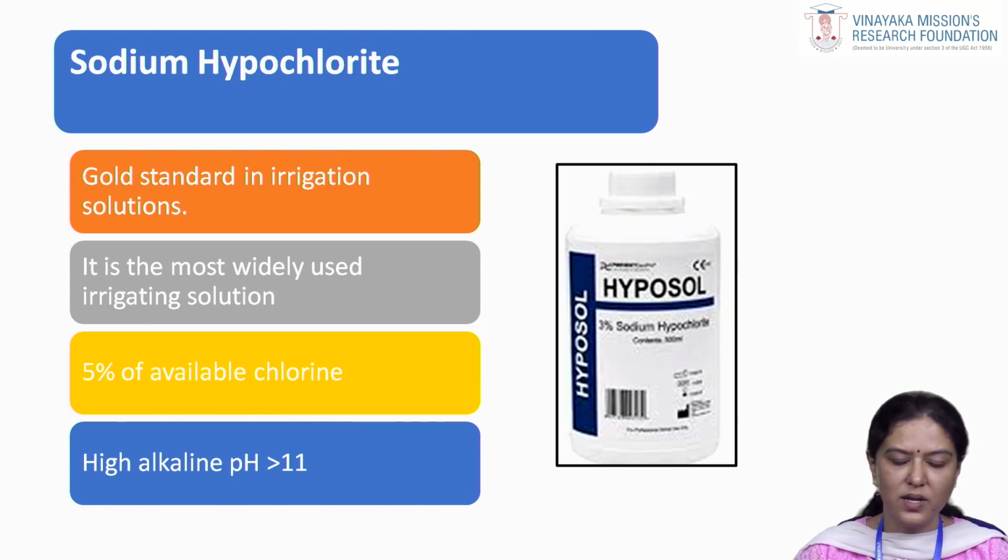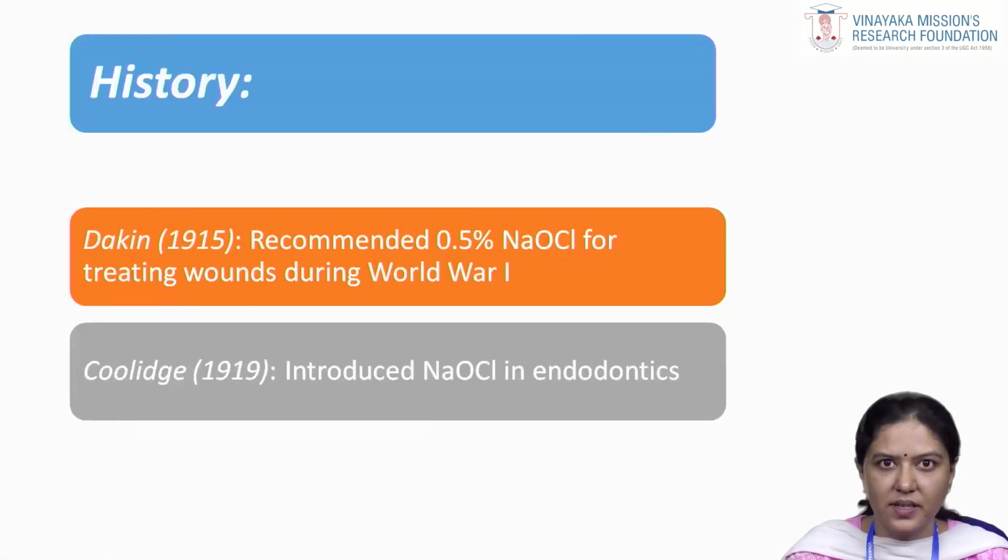It is the most widely used irrigating solution and 5% of available chlorine is present. It has a high alkaline pH. History. Dakin in 1915 recommended 0.5% sodium hypochlorite for treating wounds during World War I. Coolidge in 1919 introduced sodium hypochlorite in endodontics.